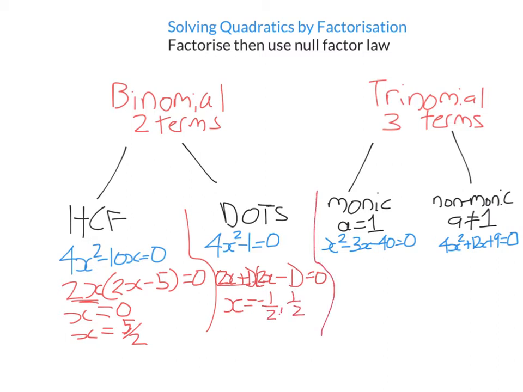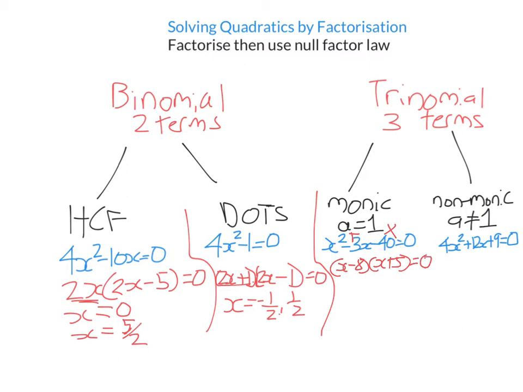All right, let's now look at trinomials. So that's when you have 3 terms. So if the trinomial is monic, meaning the leading coefficient, the coefficient of x squared, is 1, you just use the sum and product. You find 2 numbers that multiply to the constant term and add to the middle term. So those 2 numbers that multiply to minus 40 and add to minus 3 are minus 8 and positive 5. Now, they are not the solutions. They just go in the bracket.